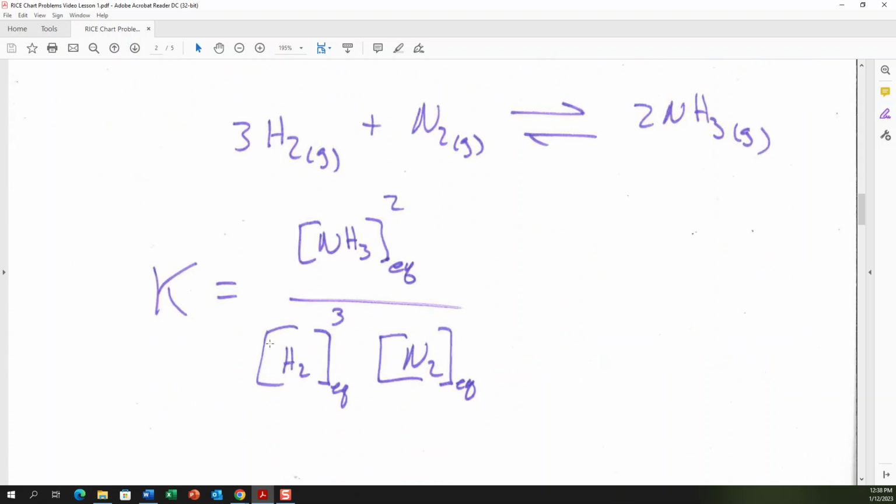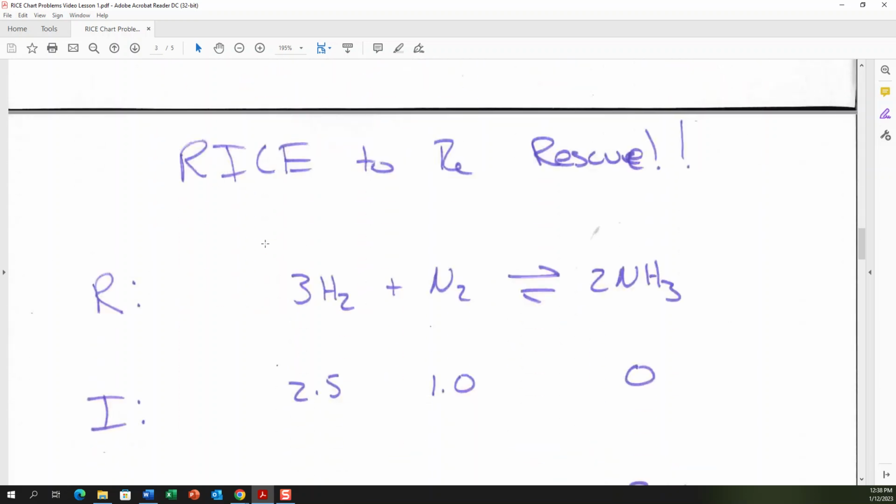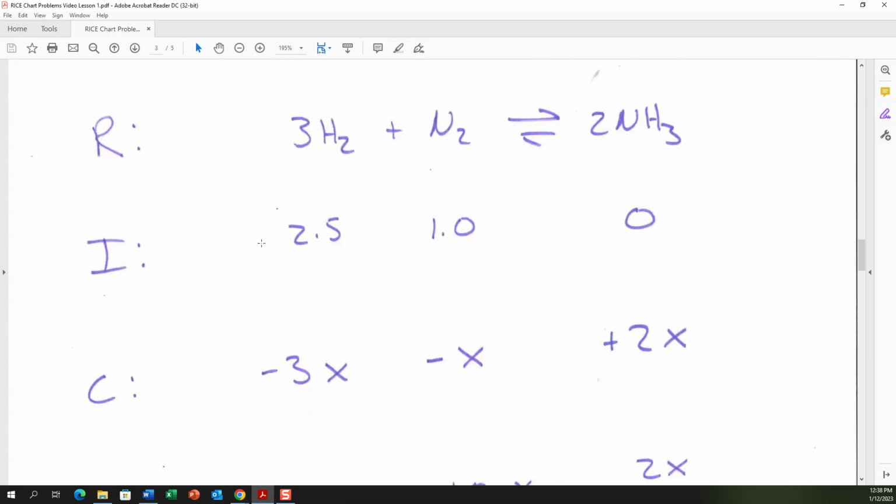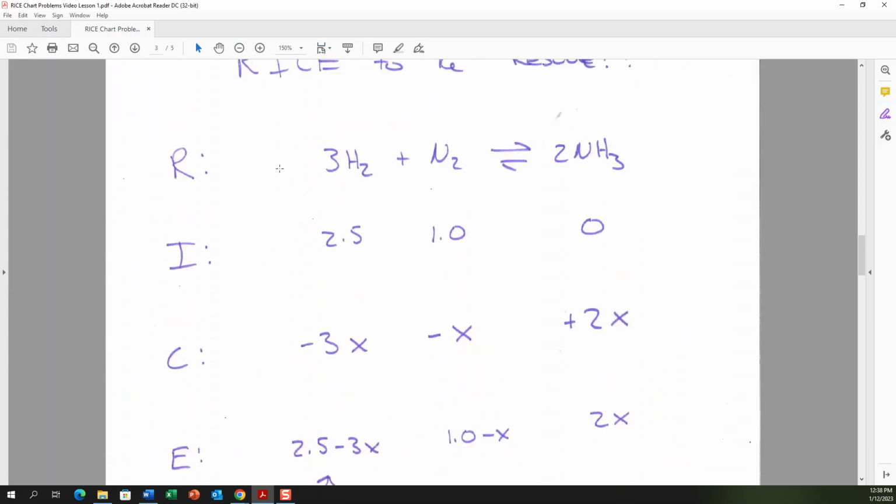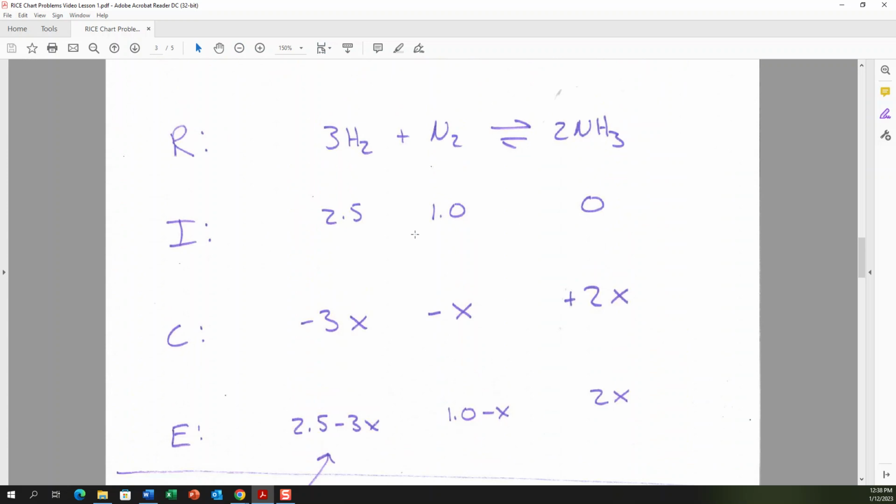So I know that one, but in order to calculate K, I've got to figure out this one and that one as well. We might be able to do this in our head, but let me show you how a RICE chart helps us organize our information, all right? So we're going to make a RICE chart with the information that was given to us here. The way we set it up is we write our reaction, okay? And then for our initial, we're going to put our initial molarity. So initially, in our container, we had 2.5 moles per liter of H2. We had 1 mole per liter of nitrogen. And before the reaction starts, we have 0 of the product, so we have 0 NH3.